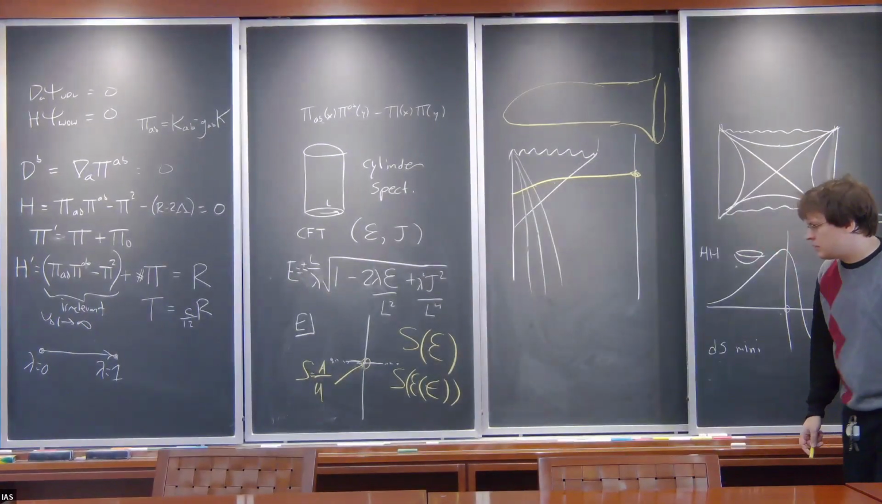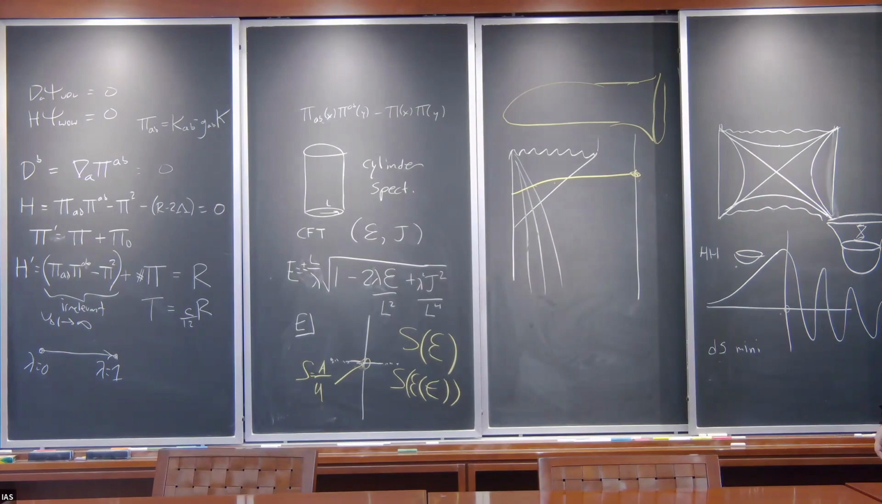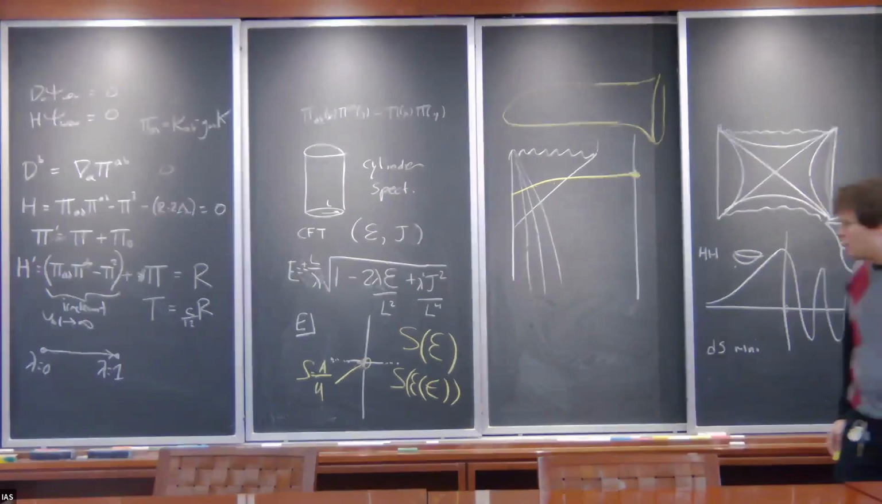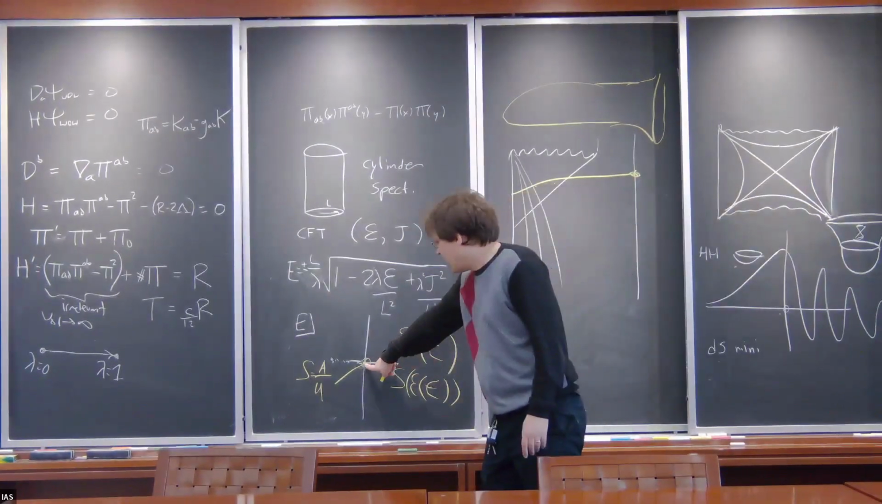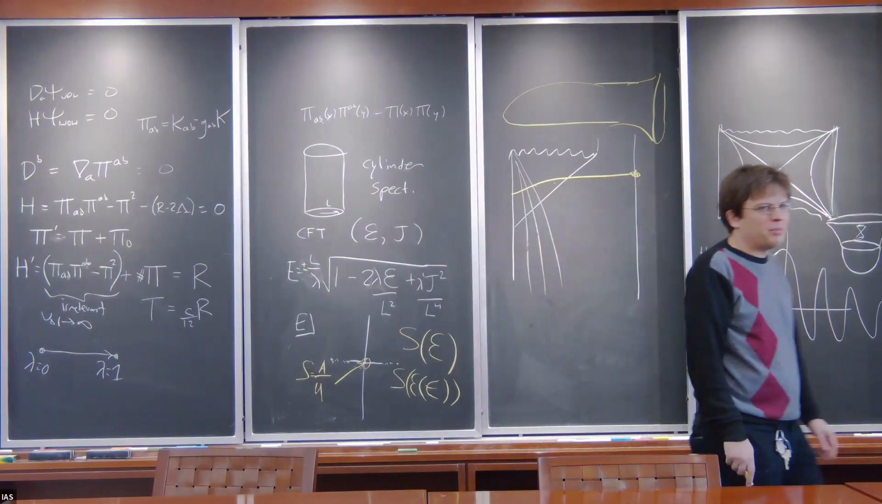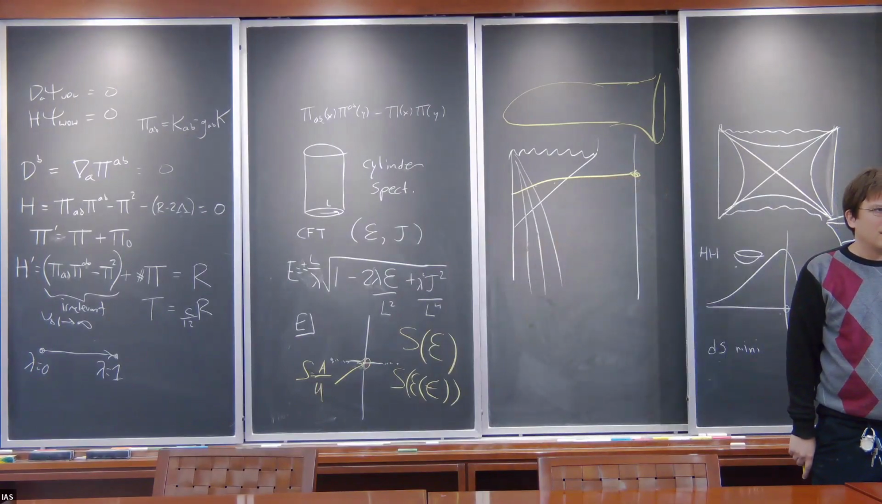And this formula will give you the area over 4. It gives you the area over 4 when you're at energy equals 0 at this branch point. It gives you different answers at other places.